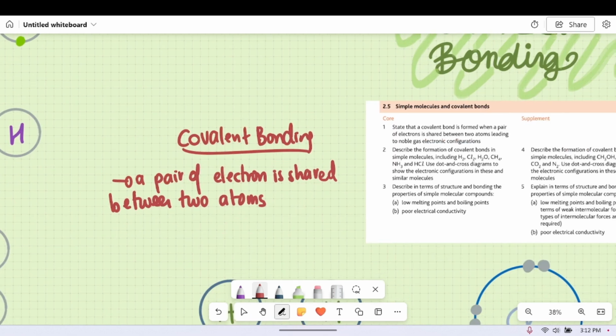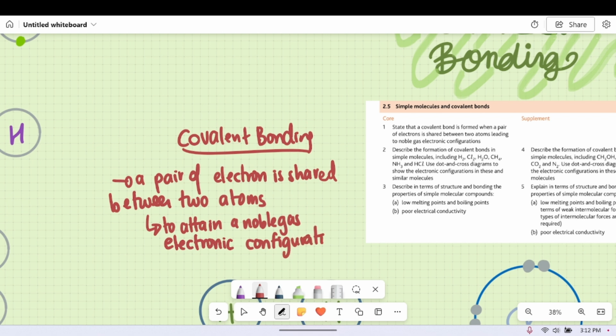Okay, and we know in all these types of bonding, the purpose of the bonding is in order to attain a noble gas electronic configuration, right? And what I mean by this is they want a shell that has 8 electrons, whether they share it, whichever way, they want 8 full electrons. And in order to do that, covalent bonding occurs.